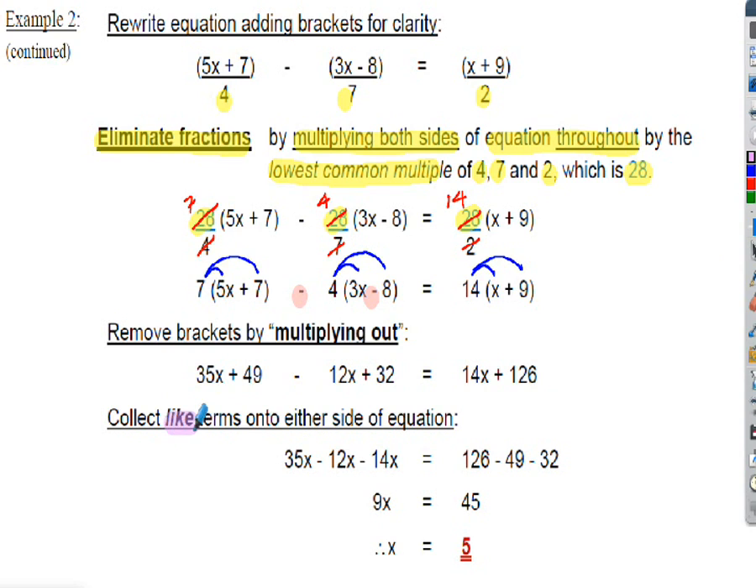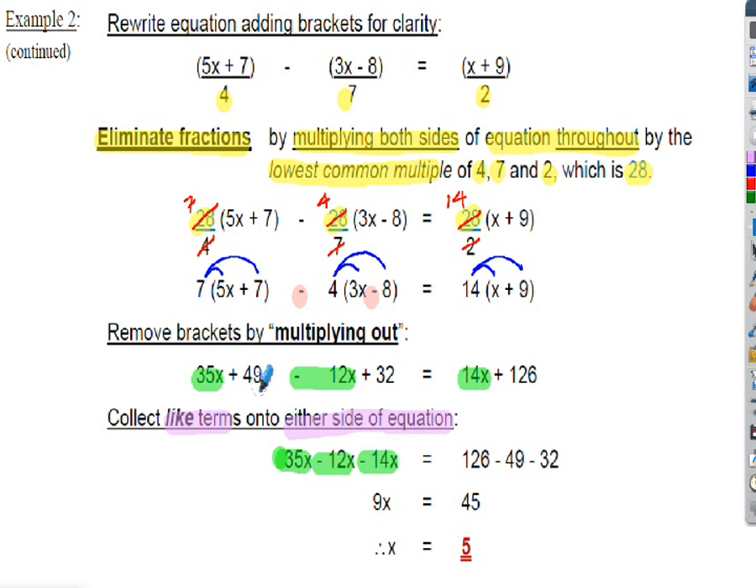So now I'm going to collect the like terms together on either side of the equation. In this particular case I think I'll get all the x terms onto the left hand side and all the constants on the right hand side. So looking at the x terms, I've got 35x on the left hand side, and I've got a negative 12x on the left hand side. I've got a 14x on the right hand side, so I'm going to take 14x from both sides, so that will give me negative 14x on the left hand side.